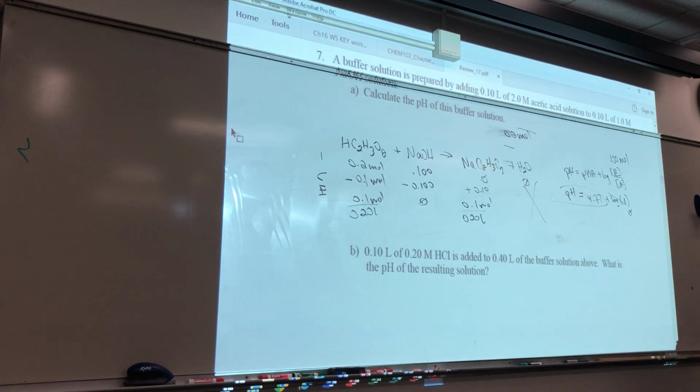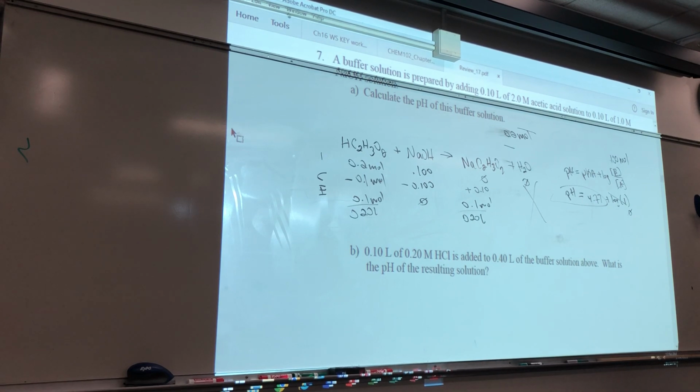Next question: 0.10 liter of a 0.20 molar HCl is added to 0.4 liters of this buffer. What is the pH of the resulting solution? This is more likely what you're going to see on the exam. The other stuff we've been doing is preparatory, but this is what you're going to see. So how does your buffer adjust to a stimulus?